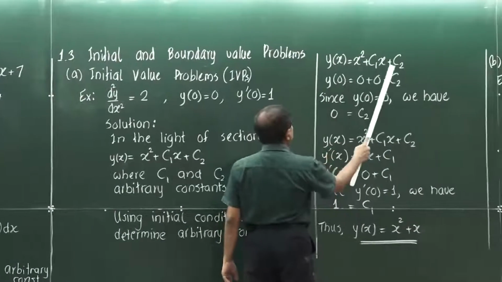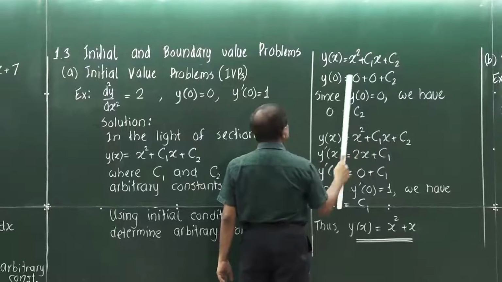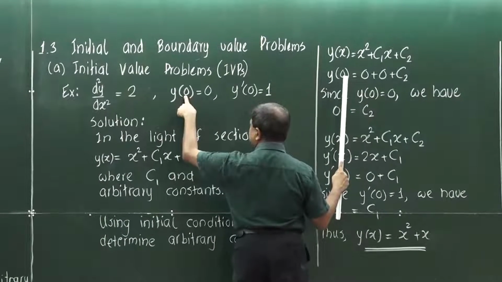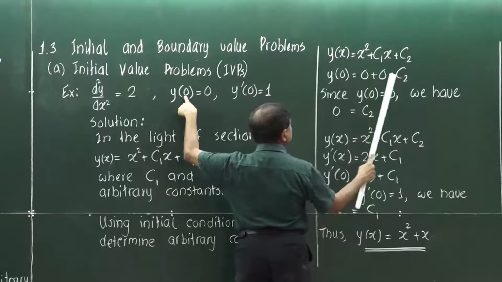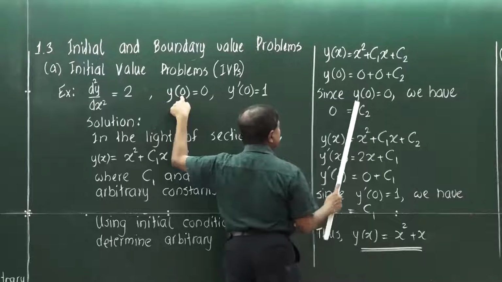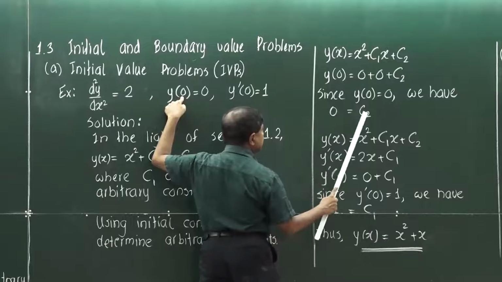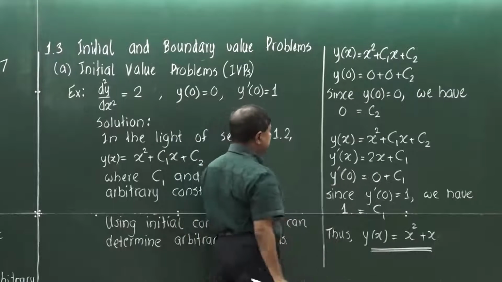How? This is your y of x, right. Now, for initial conditions, the values are always given when x is equal to 0. Plug in x is equal to 0, you will get this. Now, y naught is equal to 0, therefore you plug in 0 there, 0 is equal to C2. Now, the value of C2 is known.